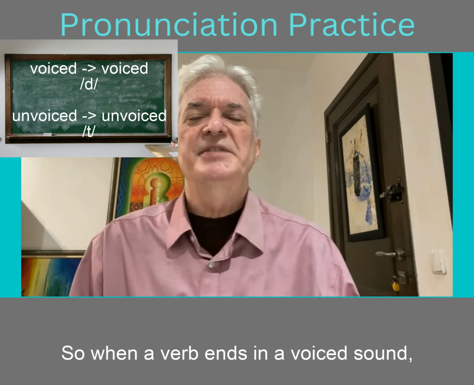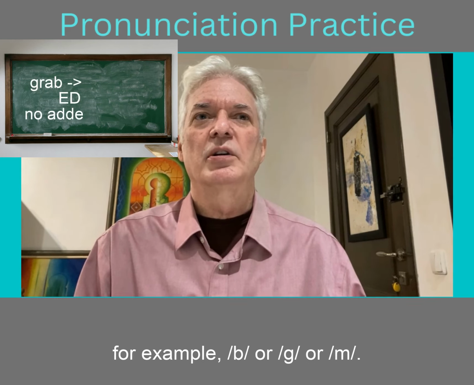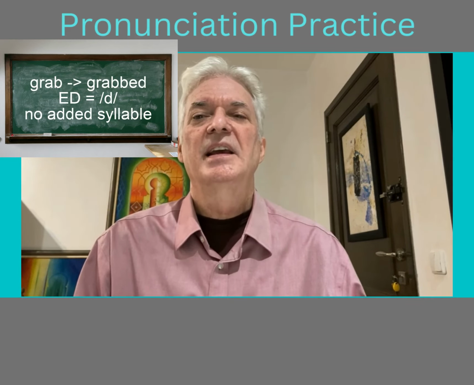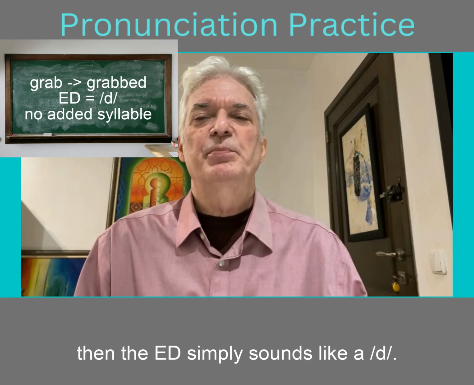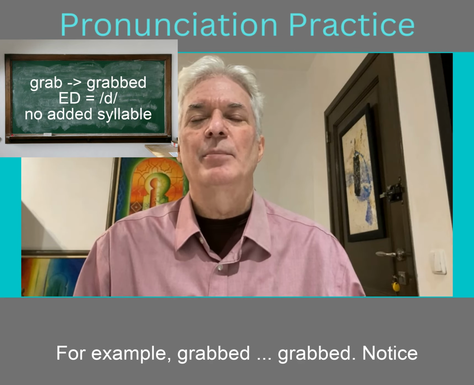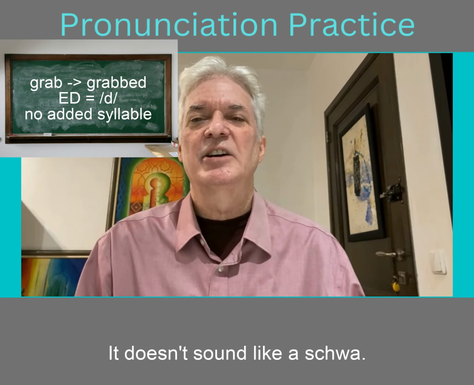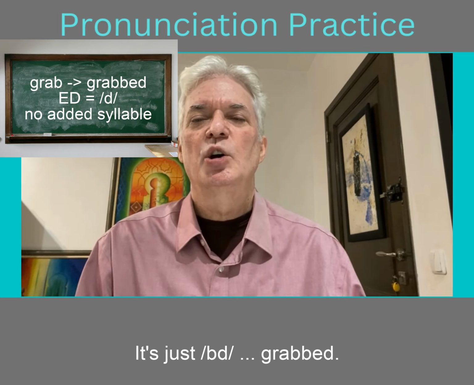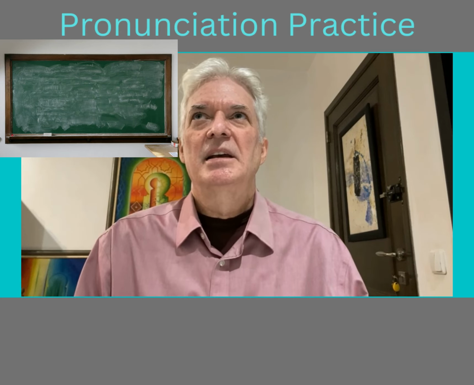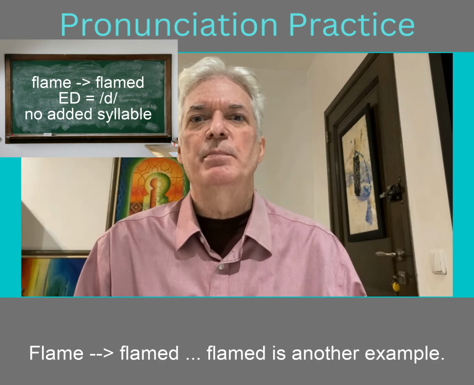So when a verb ends in a voiced sound, for example, b or g, then the ED simply sounds like a d. For example, grabbed. Notice the E is completely silent. It doesn't sound like an E, it doesn't sound like a schwa, it's just b-d, grabbed. Flame, flamed. There's another example.